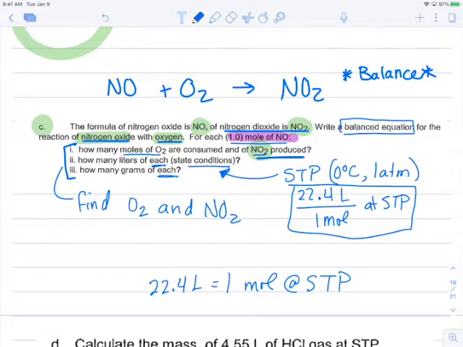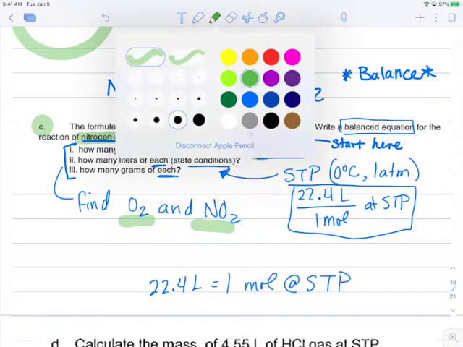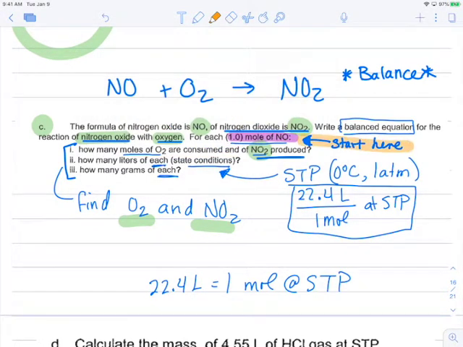Okay, so now you have 3 questions, and the most common mistake that I find on this is that students only calculate one answer, and we're actually looking for 2 answers for each one of these. One is for oxygen, one is for NO2. So first off, it says how many moles of oxygen are consumed and how many moles of NO2 are produced. You need to start here. So start with that 1 mole of NO.